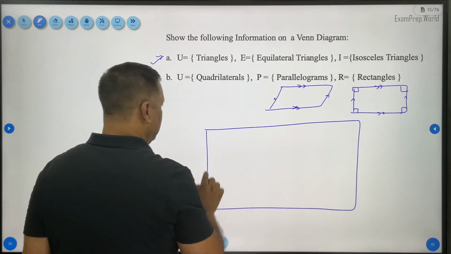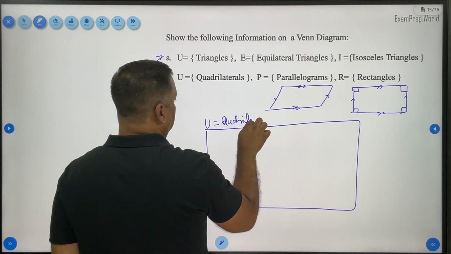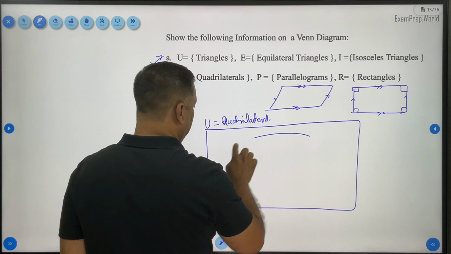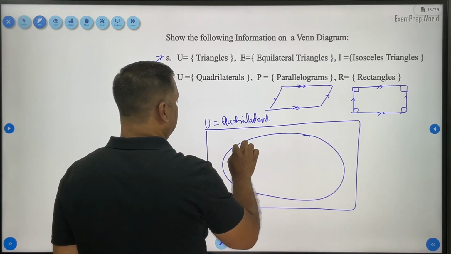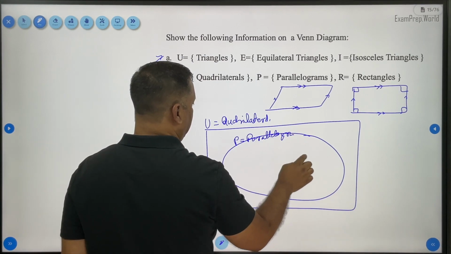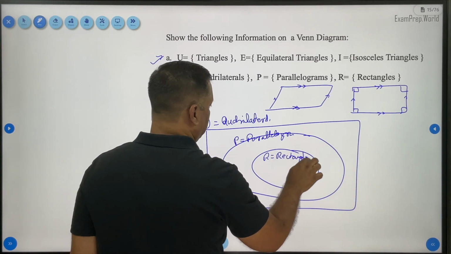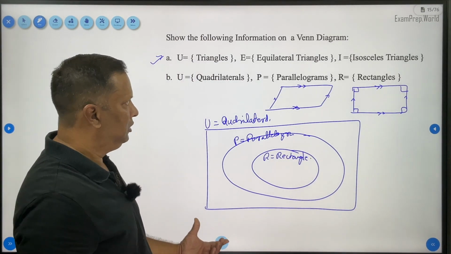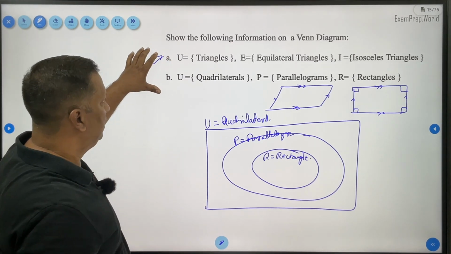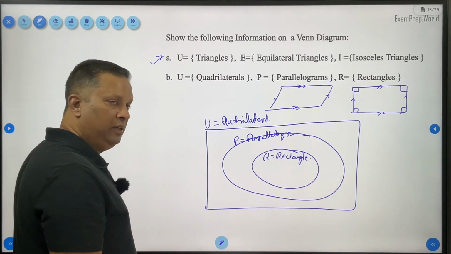Draw the rectangle. The universal set is quadrilaterals. Then comes parallelogram, P, and then comes rectangle. Okay, easy to understand. So we have done this question where they wanted us to illustrate this particular case on a Venn diagram. Both A and B we have done. Let us move on to the next question.